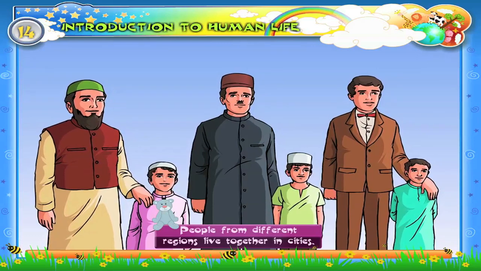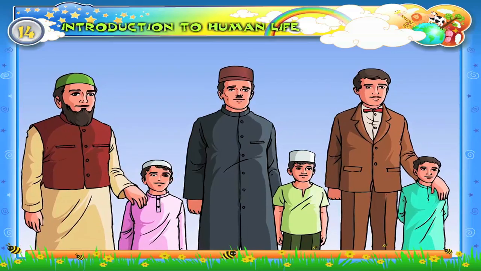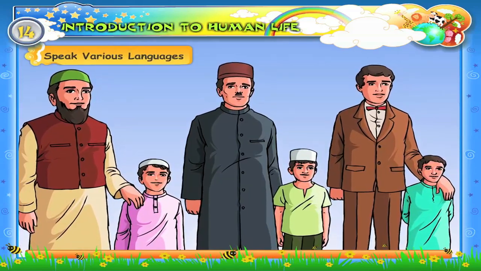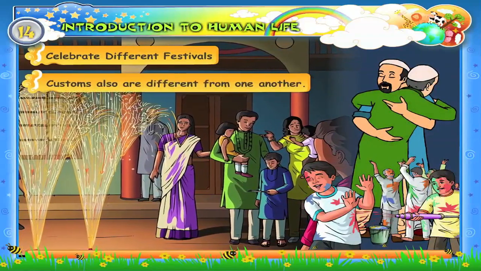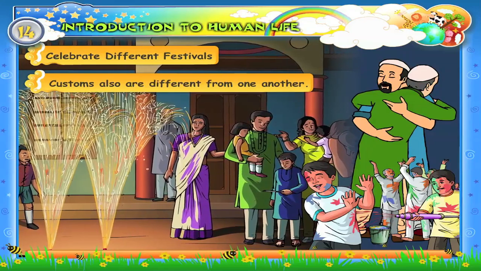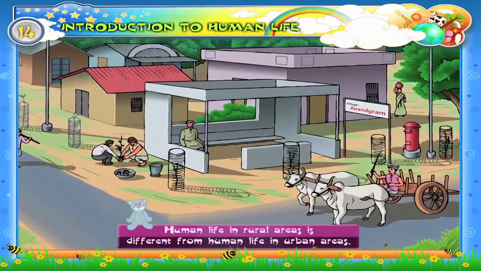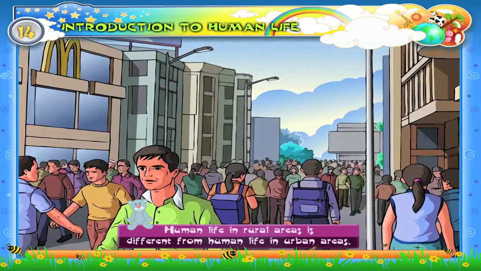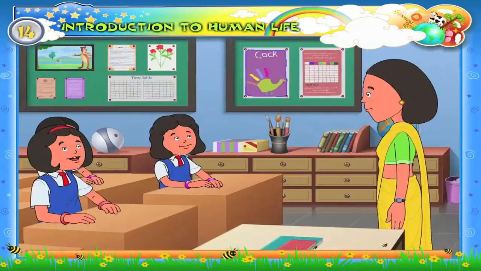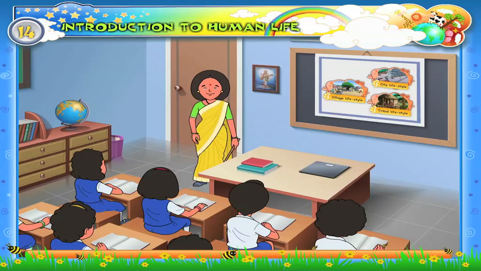People from different regions live together in cities. Therefore, they speak various languages. They celebrate different festivals, and their customs also are different from one another. Human life in rural areas is different from human life in urban areas. How, teacher? What are rural areas? Villages are known as rural areas.